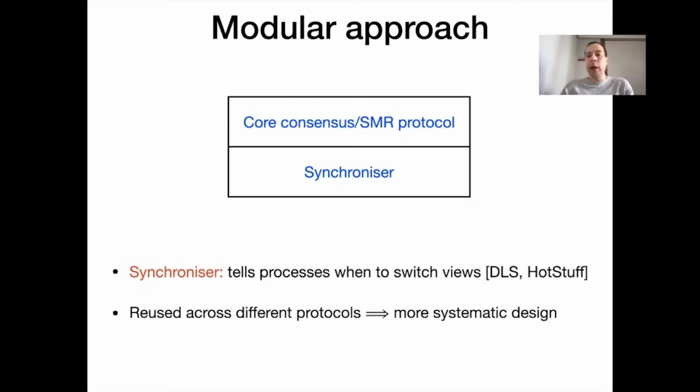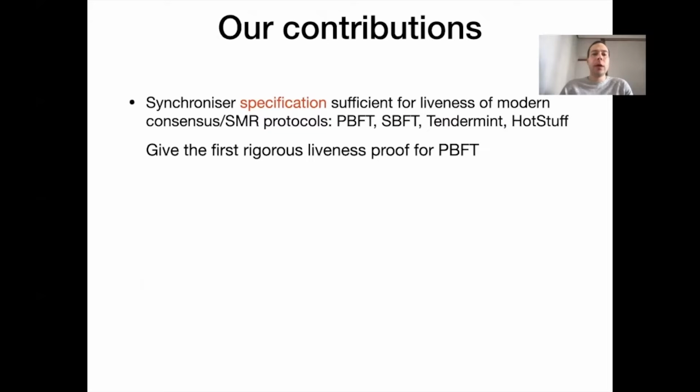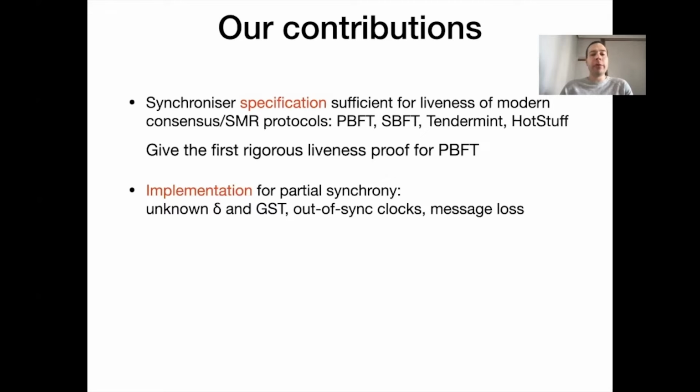And so what we've set out to do is to realize this vision. For this, we're making several contributions. First, we propose a specification of the synchronizer component that is sufficient to ensure liveness over a range of modern consensus or state machine replication protocols. In particular, we can give the first rigorous proof of liveness for PBFT. We also propose an implementation of the synchronizer for partial synchrony that handles all its adversarial features. That includes unknown delta and GST, and before GST, out of sync clocks and message loss.